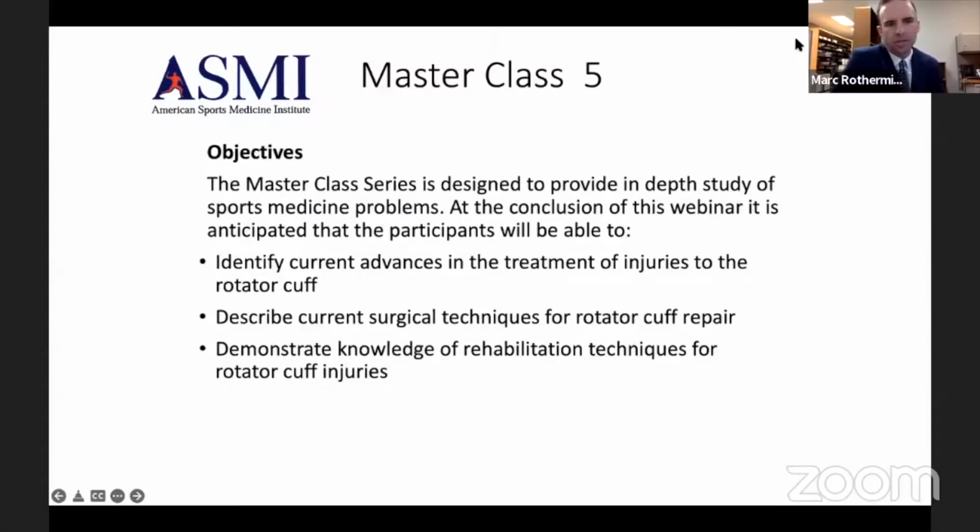This Masterclass series is designed to provide a more in-depth study of very common sports medicine problems. The hope is that at the conclusion of this webinar, each of you will be able to identify some of the advances in treatment of injuries, specifically tonight to the rotator cuff. We're going to go through the current surgical techniques for rotator cuff repair, and we hope to demonstrate knowledge of rehabilitation techniques for common rotator cuff injury patterns.